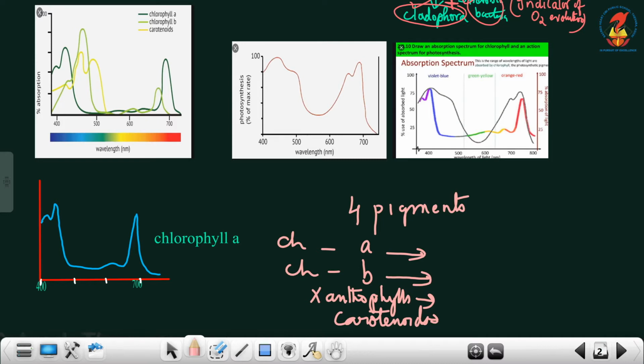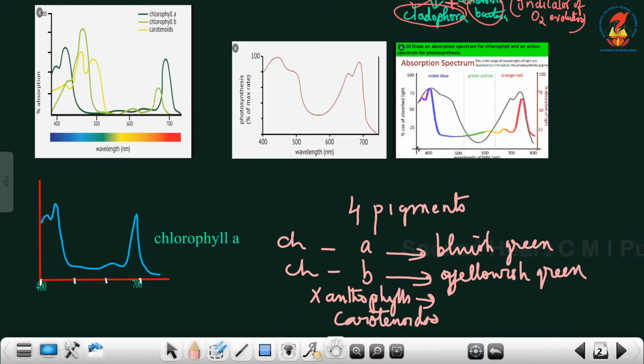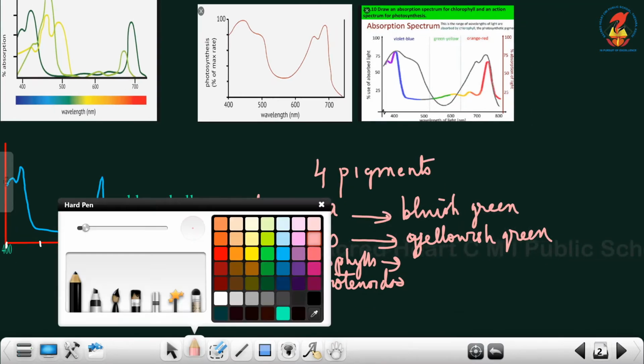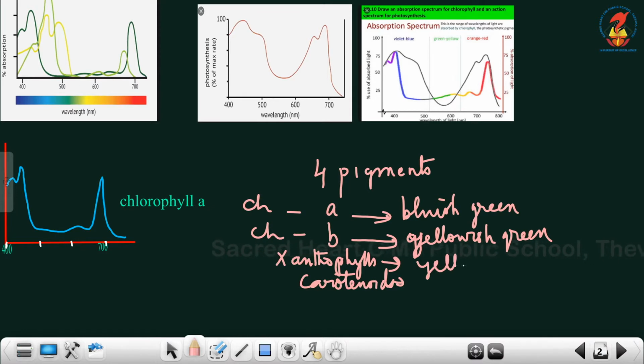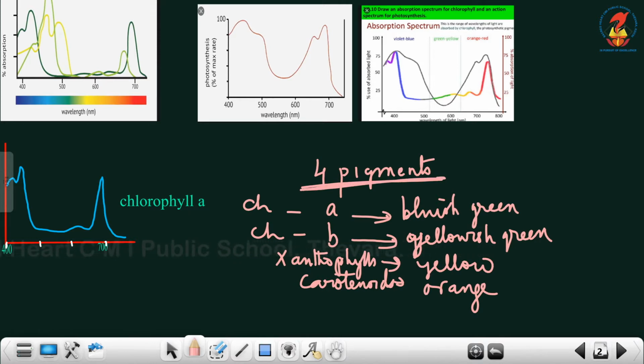So the 4 pigments in plants are chlorophyll A, which is a bluish green pigment. Chlorophyll B is a yellowish green pigment. So both are green, only a slight difference in the shades. Xanthophylls is a yellow pigment and carotenoids are orange pigments. So the specialty of pigments is that they absorb light at a specific wavelength.